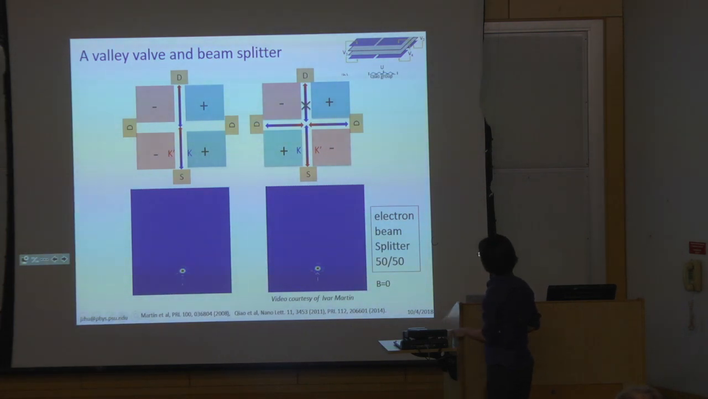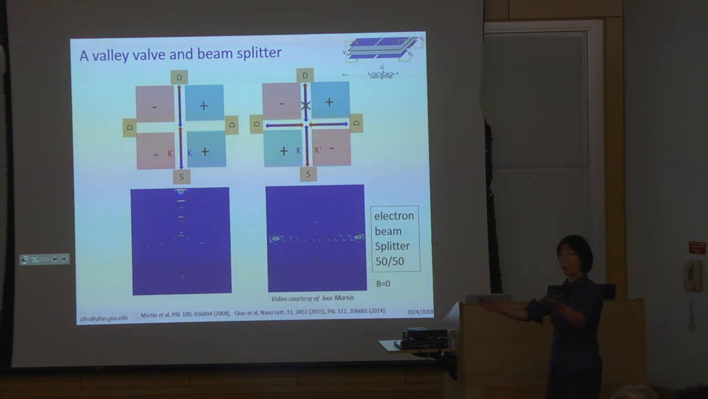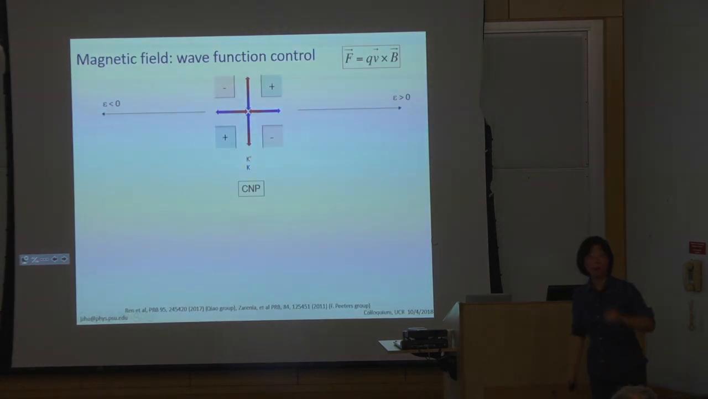So this is a simulation, a wave packet simulation done by my colleague Ivar Martin that compares these two cases. So in the on state, you see the wave packet traveling through, because there's no state here, no state here. In this case, wave packet can't travel through, it's blocked. Instead, you see that there are states here and states here, and you see the splitting action of the wave packet. Right? So at B equals 0, you make a 50-50 beam splitter. Right? But we can actually do better.